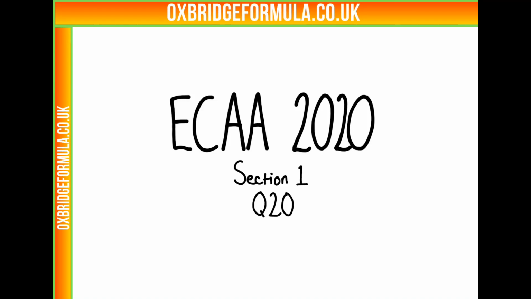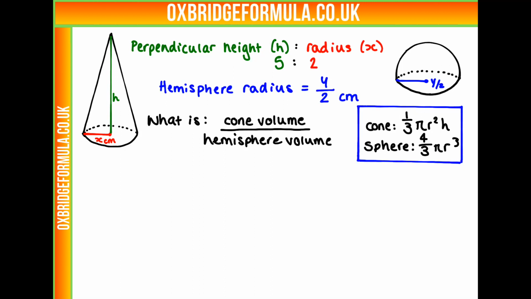In this video, we're looking at ECAA 2020, Section 1, Question 20. So we have a cone here that has a radius x and a perpendicular height h that are in the ratio 5:2. And we also have a hemisphere with a radius y/2 centimetres. And we're asked to work out what is the cone's volume divided by the hemisphere's volume.